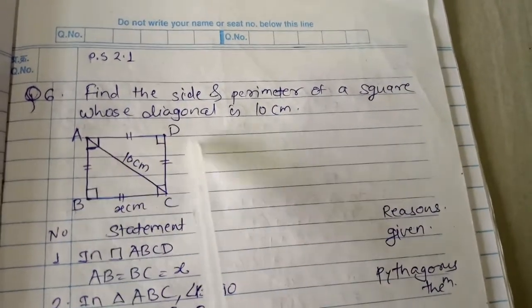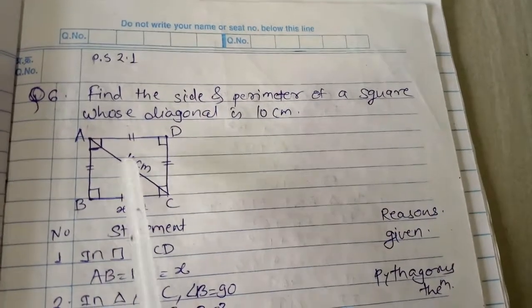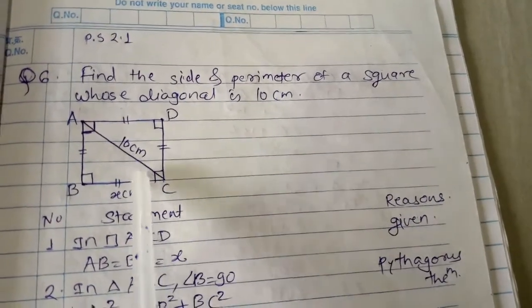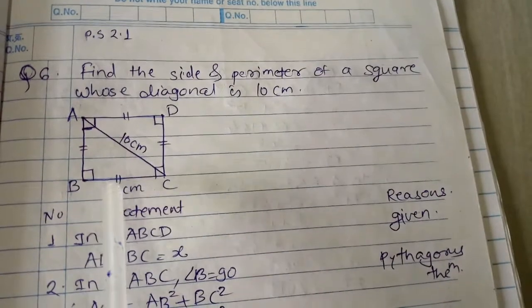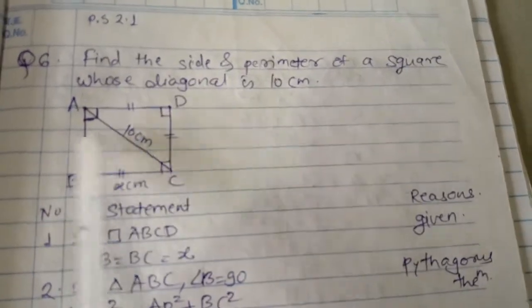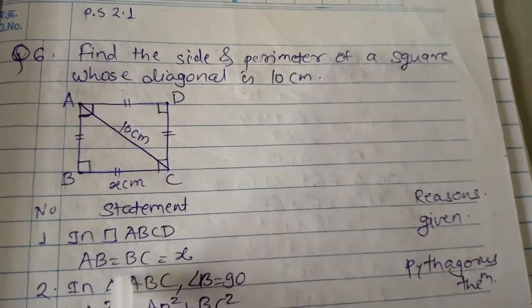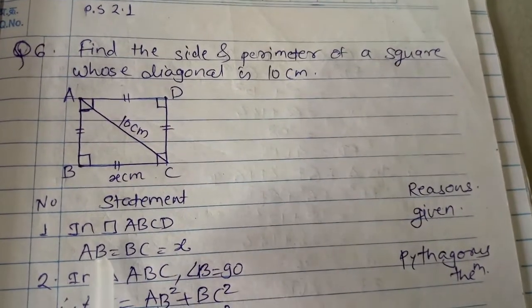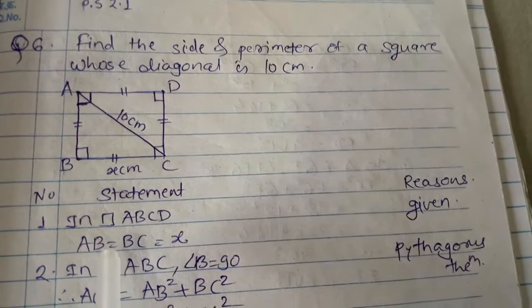So you are given the figure, that is ABCD. It is a square, so all sides are the same. We consider all sides as X, and the diagonal you are given is 10 centimeter. Now we have to find out the side as well as the perimeter.